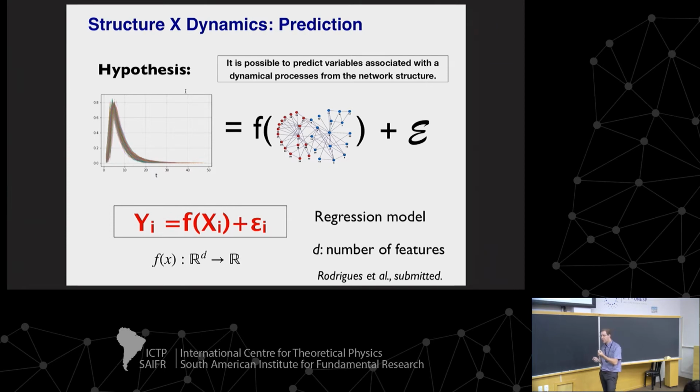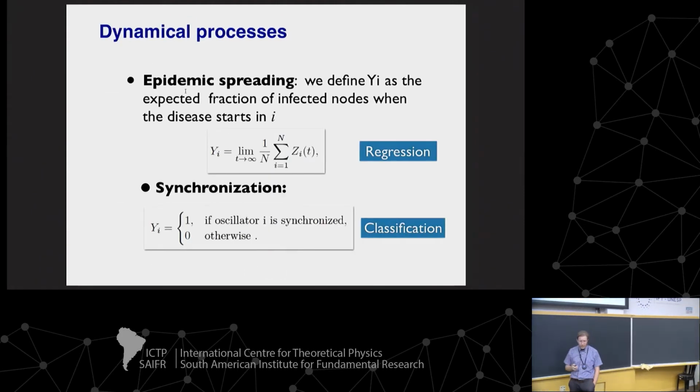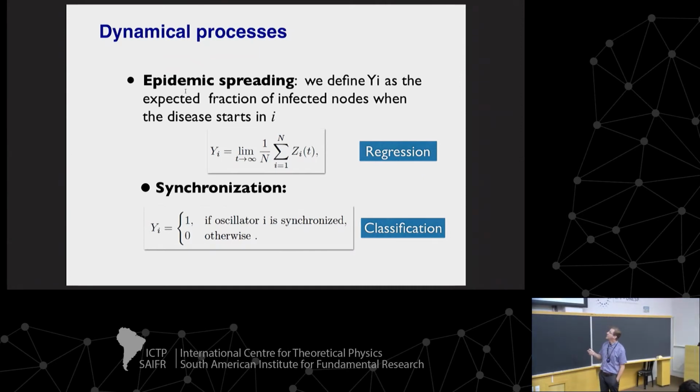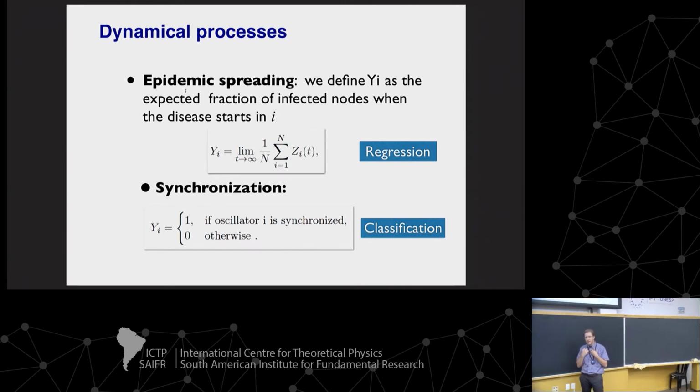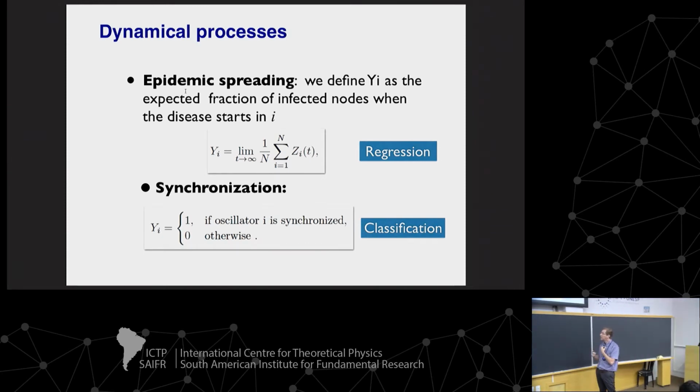A dynamic variable associated to each node in the network. Again, we assume that the dynamical process is a function of network structure. As dynamic variable, we assume the fraction of infected nodes when the disease starts in node I. For instance, given that I am infected, how many people will be infected after the spreading? I am the source of the spreading, okay? So node I is the source, and then you want to predict how many people will be infected after the time goes to infinity, because this is the SIR model.